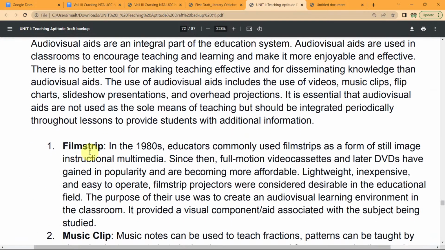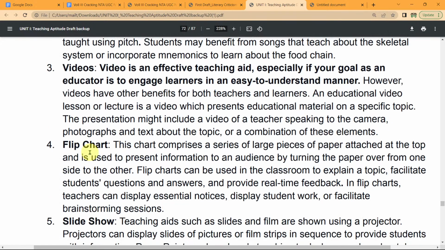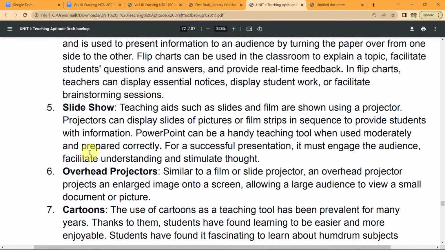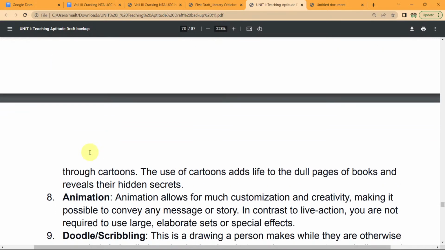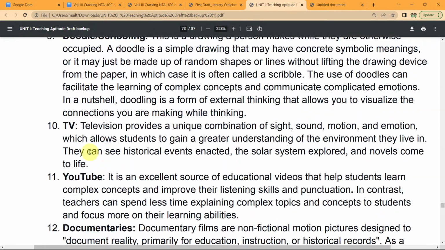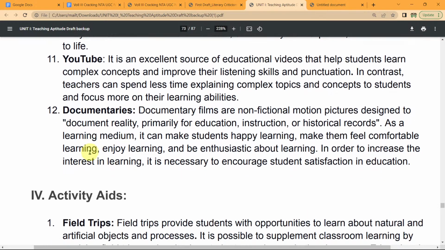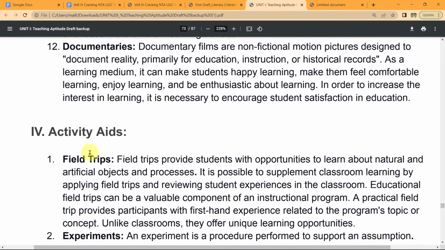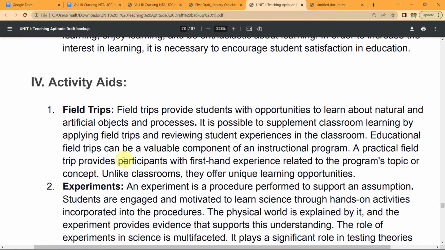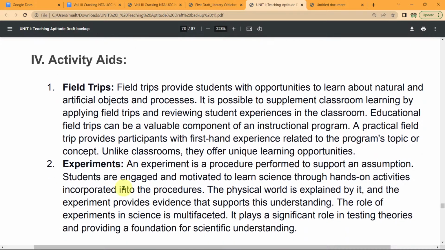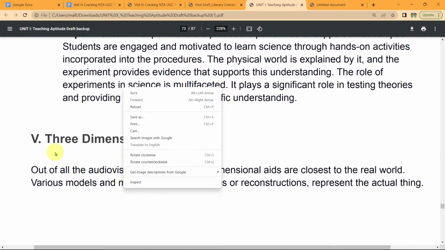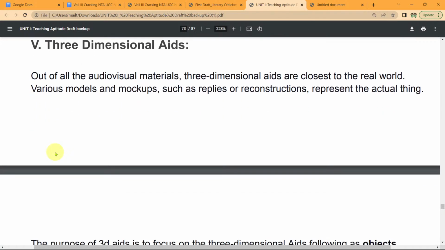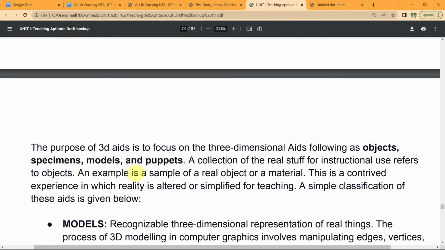Audio visual can be film strip, music clip, videos, film chart, slideshow, overhead projector, cartoons, animation, doodle, scribbler, TV, YouTube, documentaries and all. And activity aids could be the field trip where the teacher takes students to some particular place and teaches them about that. So experiment also, and 3-dimensional is very important, they have asked about it, and it can be specific model, puppet.